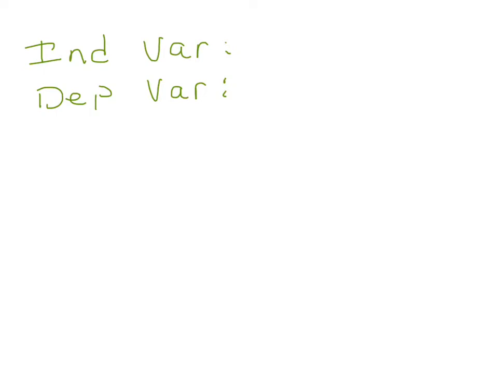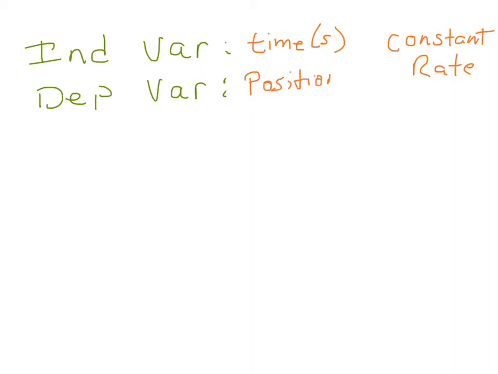We started with a discussion about independent and dependent variables and how to go about collecting the data so that we could determine if the car was moving at a constant rate. So to do that, we had two possible scenarios or ways to collect data, and we settled on the one where time, measured in seconds, is the independent variable, and position, measured in meters, is the dependent variable.